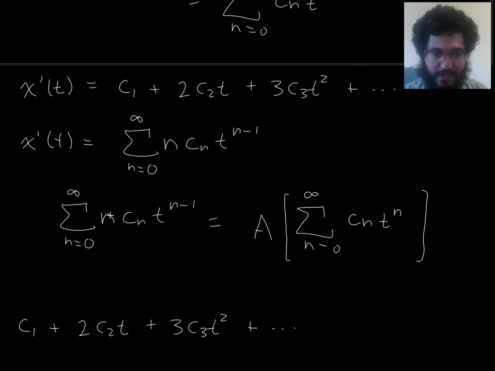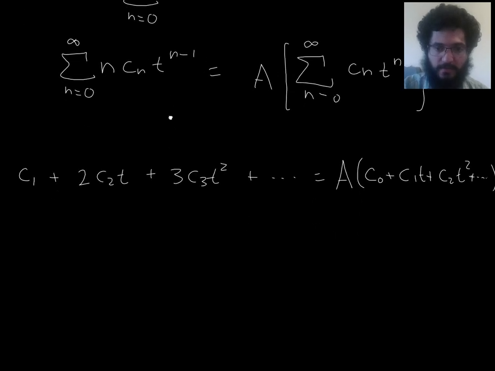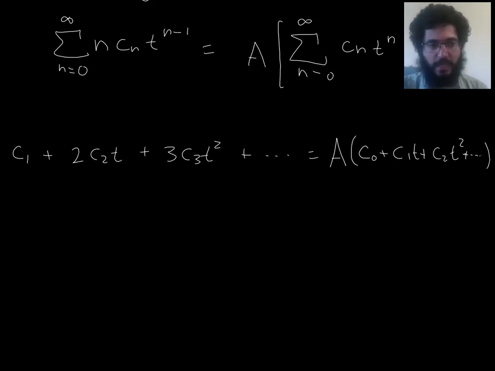So here's my left-hand side, x prime, and then my right-hand side is a, and then x. x is c0 plus c1t plus c2t squared, etc. So there I've plugged in my guess. And I want this to be true for all t, right? I want this to be true for all t.